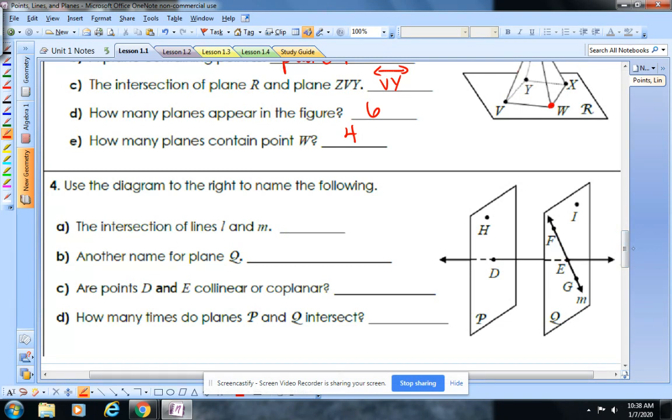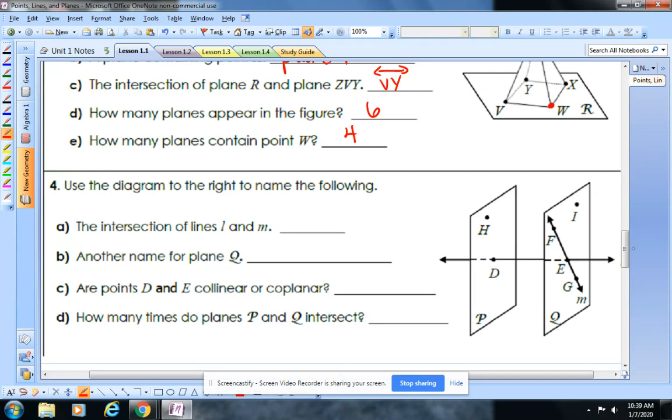I want y'all to try number 4 on your own. All by yourself for right now, and then you can discuss them in a minute. So try it by yourself first. Keep in mind there's more than one correct answer to some of these. So just try it on your own, and then we'll talk about it together.